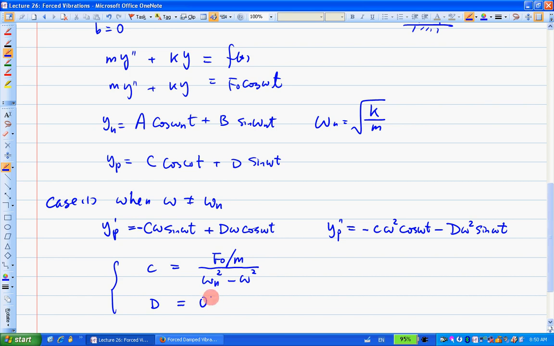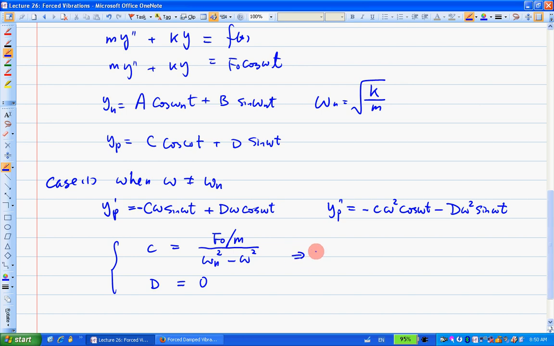Okay, so this is C and D. So then my YP basically has only one term in here. That means my YP is F naught over M divided by omega n squared minus omega squared, times cosine omega t. Okay, so that's my YP.